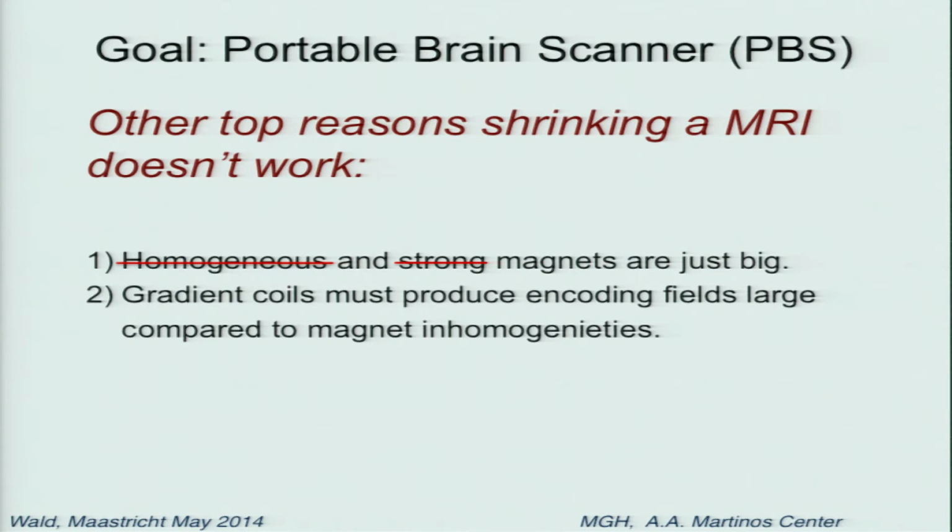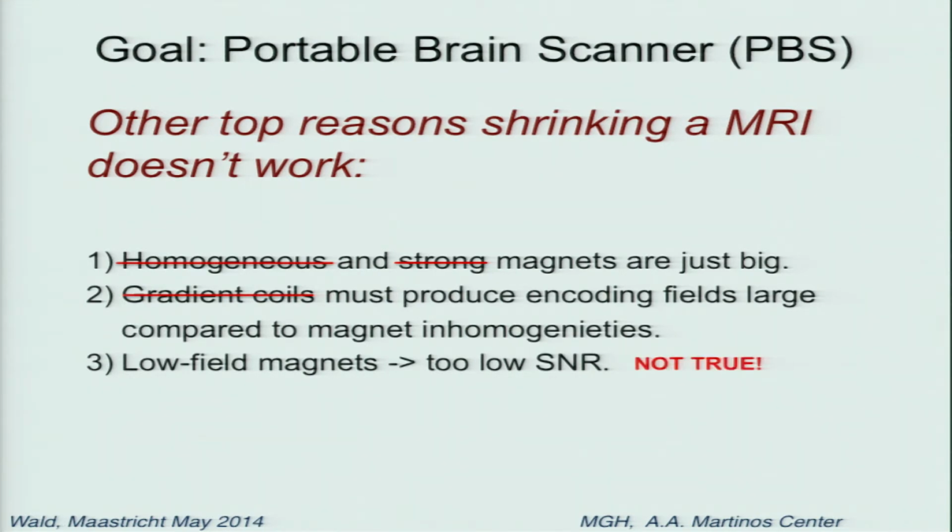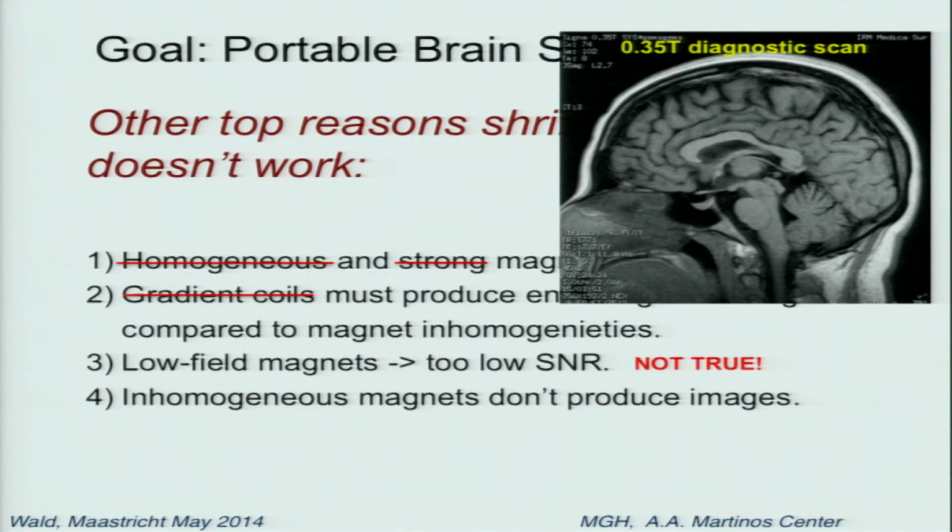Gradient coils must produce encoding fields large compared to the magnetic inhomogeneities. So if you have an inhomogeneous magnet, you're going to have to cross out gradient coils. Low field magnets just have too low of an SNR. This is not really true. There's 0.2 Tesla magnets earning their keep in the clinic every day around the world. They take okay images. They're not as good as a 3T. But this one I would argue with. It's not really true. When you get below that, so 0.2T is fine. Here's a 0.35 diagnostic scan.